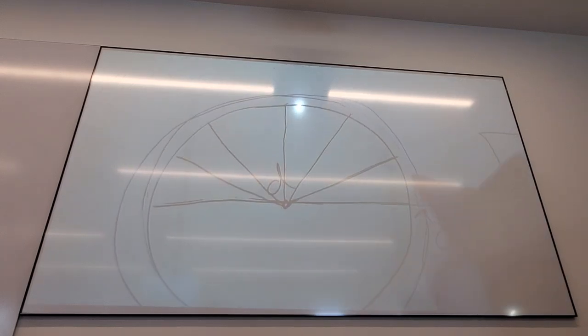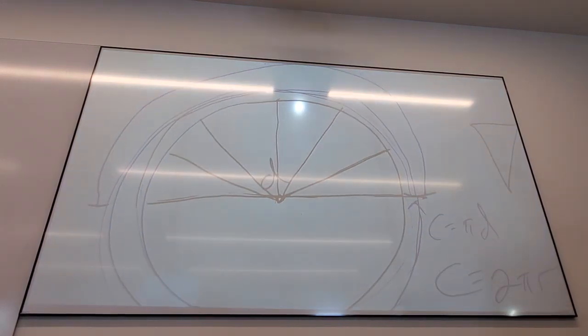So all the way around the circle is 2 pi r. So what is it from here to there? What is that much? If all the way around is 2 pi r, that much is pi r. Okay.